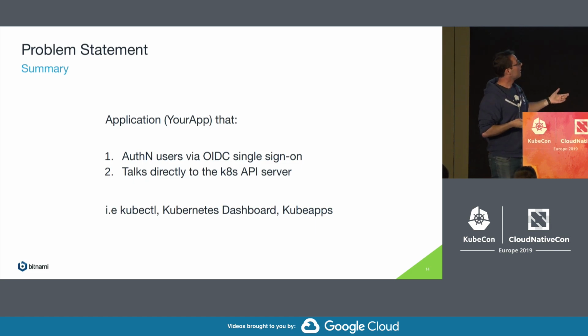Once you configure the API server with these flags, you can use ID tokens via the authorization bearer token. So going back to the problem statement, we want an application that offers single sign-on and talks directly. That application wants to talk to the Kubernetes API server. So how do we solve that?